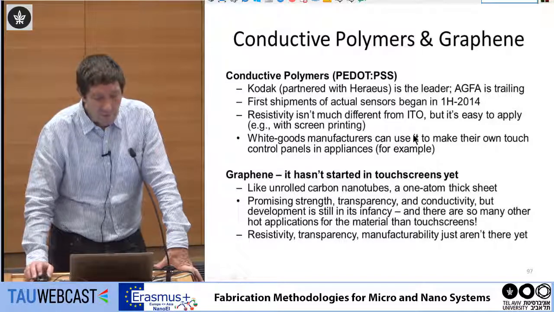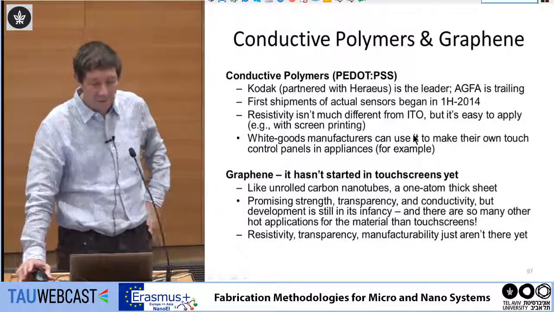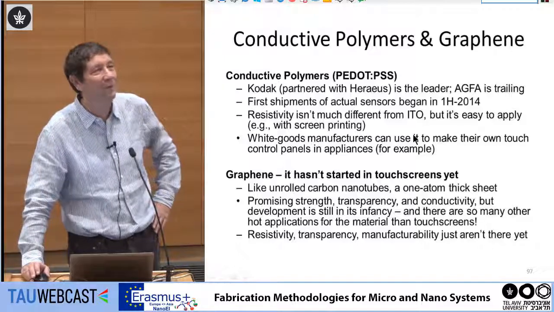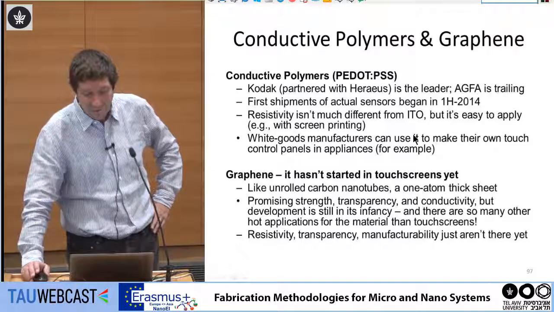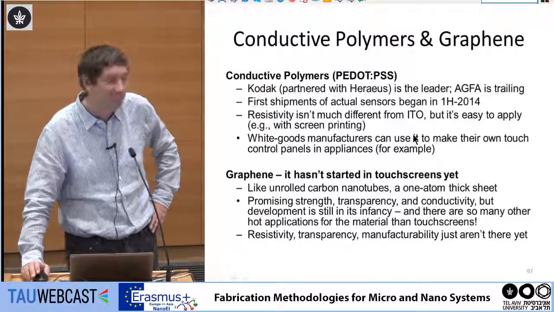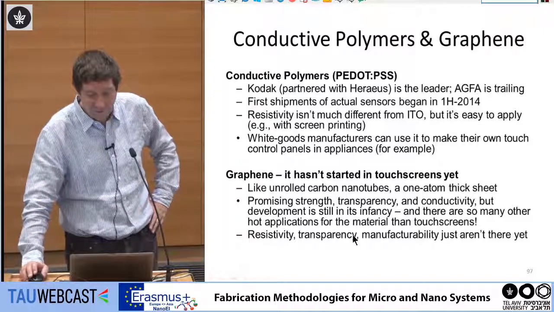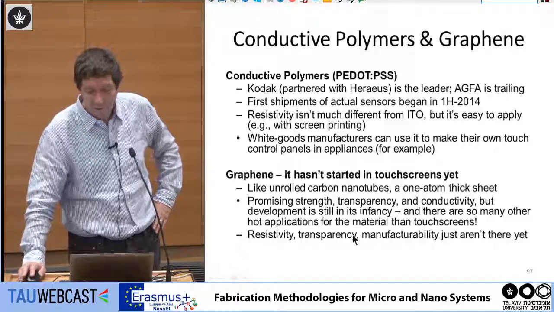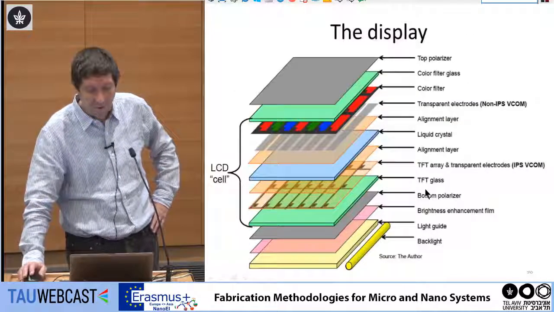The other material which has not been introduced in touchscreen is graphene. People are talking about graphene for touchscreen. I couldn't find any reference, but maybe I didn't find. But the resistivity and transparency aren't there yet. So people talk about it. I didn't see any publication.